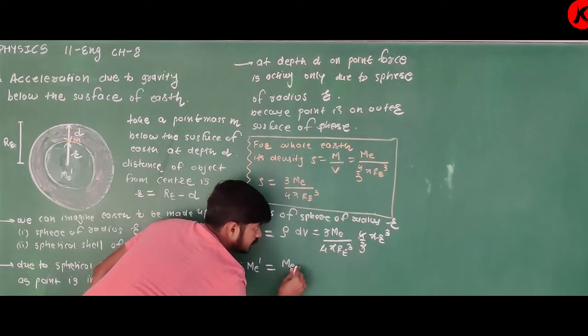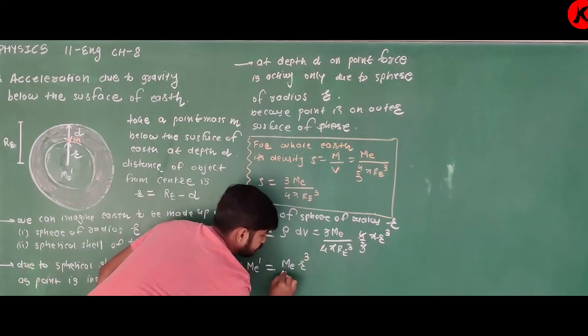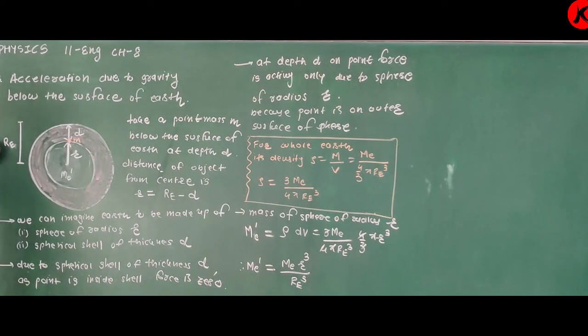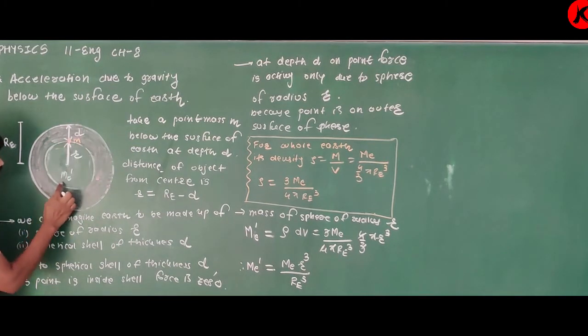So ME dash is equal to ME r cubed upon RE cubed. Any doubt? So yes, the mass of this sphere is ME dash, and ME dash is equal to ME r cubed upon RE cubed. Any doubt? Sure? Okay.